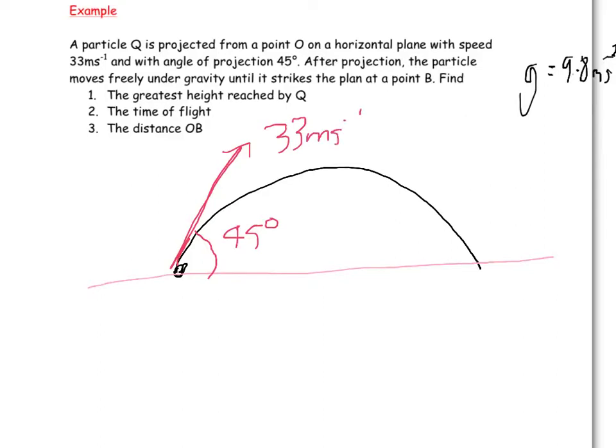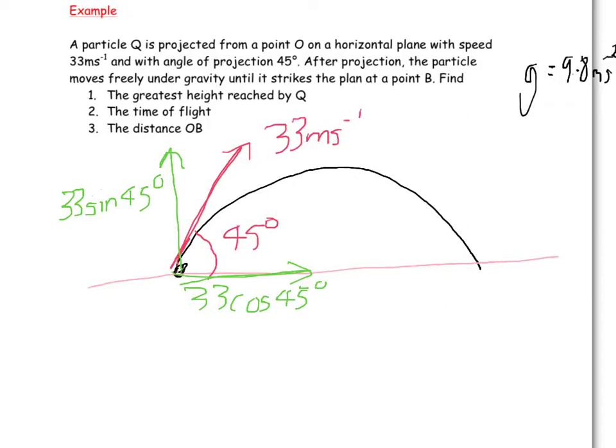Now before we start answering our three parts of our question, I would always write down what component of the speed is acting in the horizontal direction and in the vertical direction. So the horizontal direction is going to be 33 cos 45, which you could type into a calculator and find the answer to. In some questions that would be appropriate. And in the vertical direction, you're going to do 33 sine of 45 degrees. So now we've got that, we can start tackling our initial question.